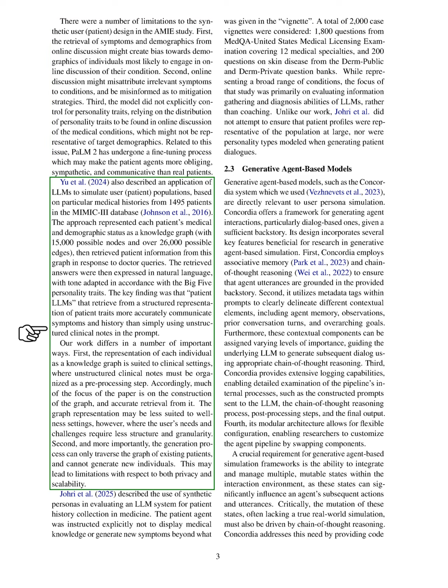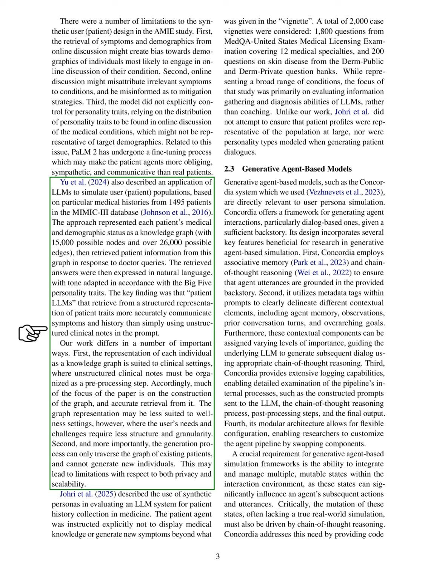We also examined the application of LLMs to simulate patient populations based on medical histories from 1,495 patients in the MIMIC-3 database. This method represented each patient's medical and demographic information as a knowledge graph, which included over 15,000 nodes and more than 26,000 edges. The patient information was retrieved from this graph in response to doctor queries and expressed in natural language, with tone adjusted according to the Big 5 personality traits. A key finding was that patient LLMs, using structured representations of patient traits, communicated symptoms and history more effectively than those relying on unstructured clinical notes.